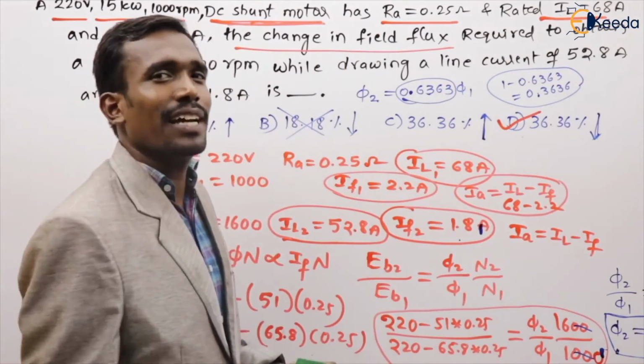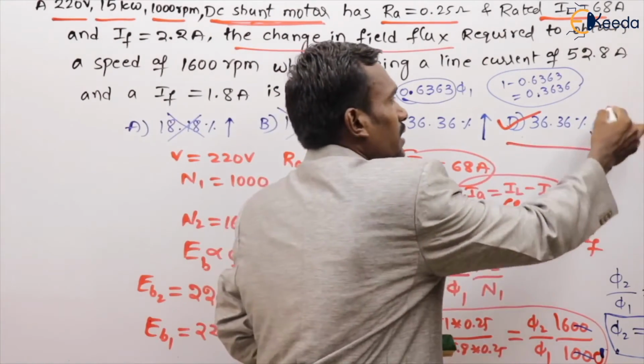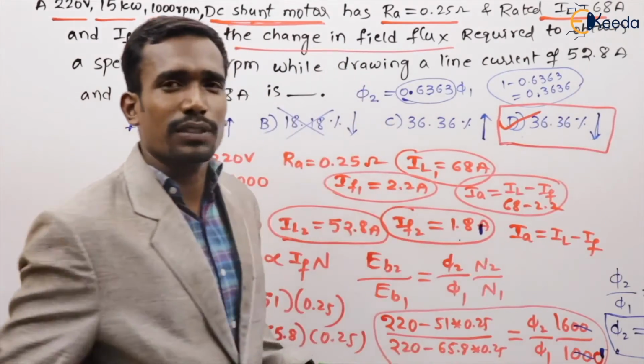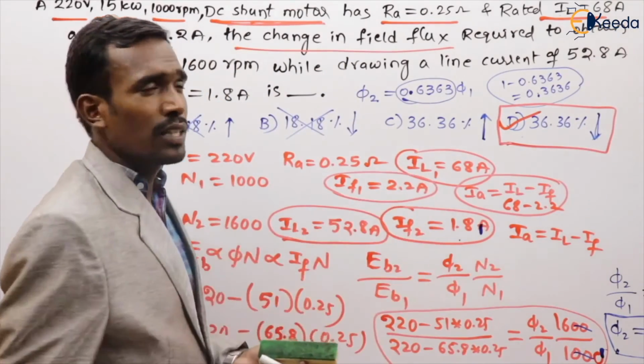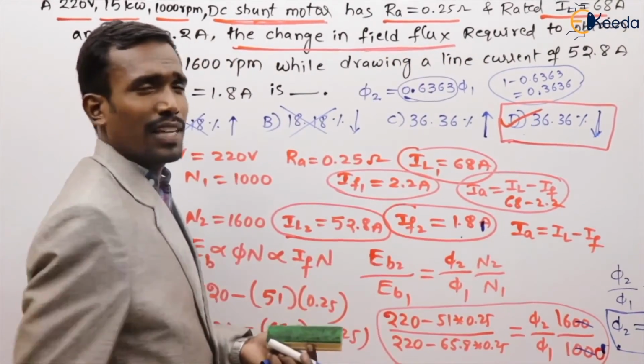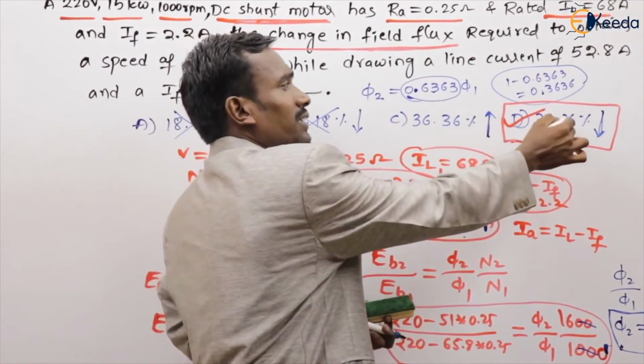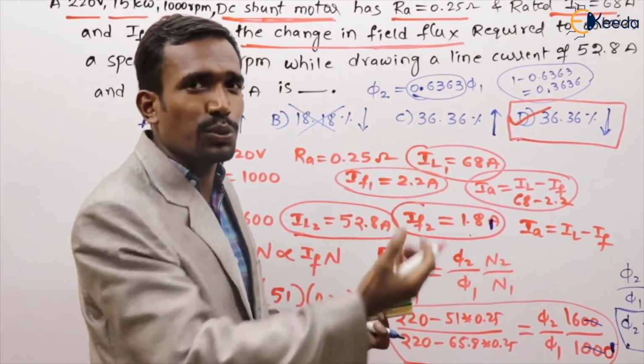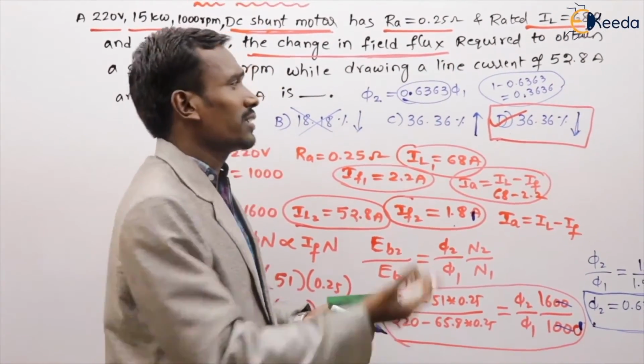36.36% less than phi 1. So our answer is 36.36% less than phi 1. So what did they ask? The change in field flux. The change in field flux is 36.36% reduced. Right? This is the question.